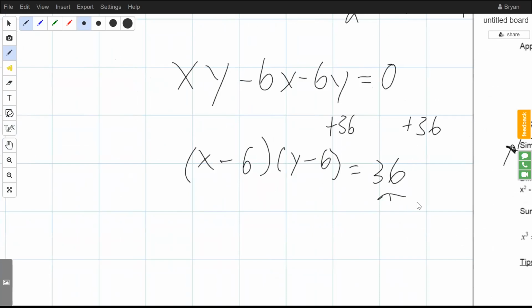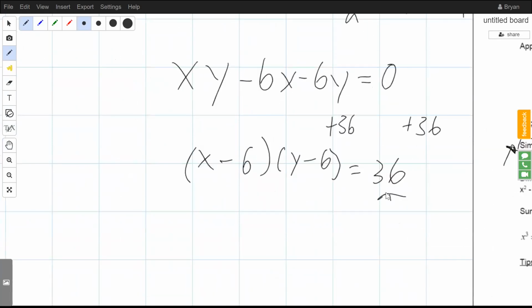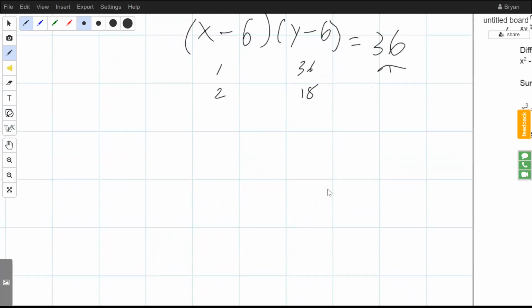So here, all you need to do is list out the possible divisors of 36. So we have this quantity x minus 6 equal to 1, and then this would be 36. This could be 2 and 18, 3 and 12, 4 and 9, 6 and 6, and then vice versa.